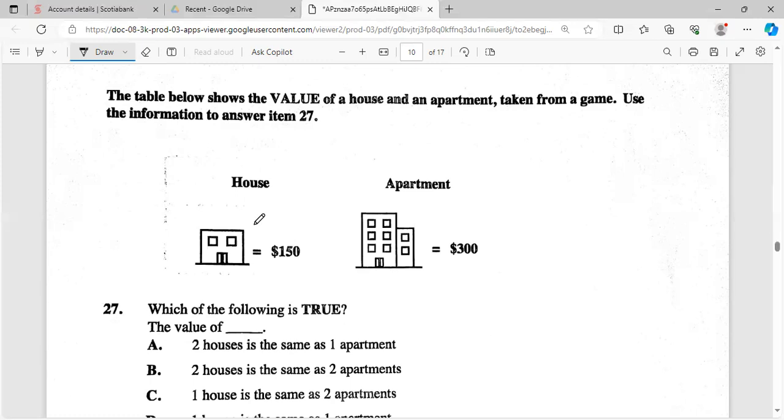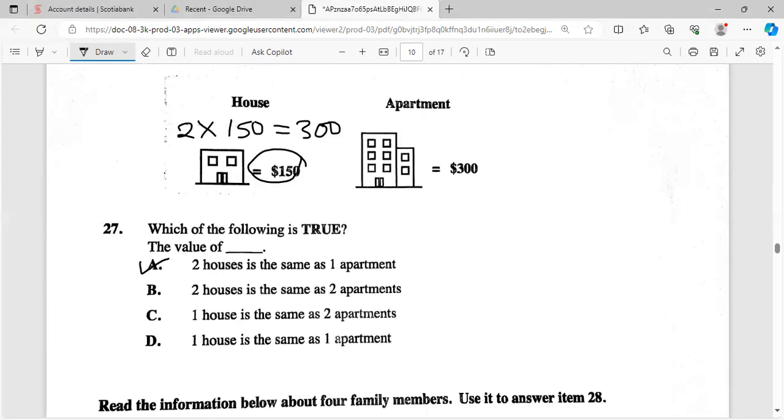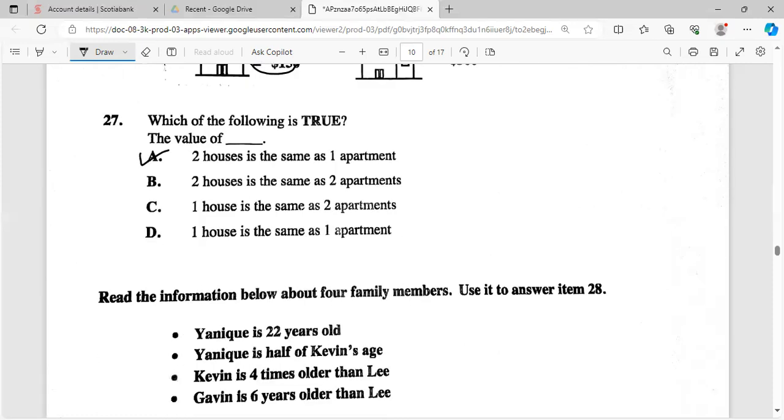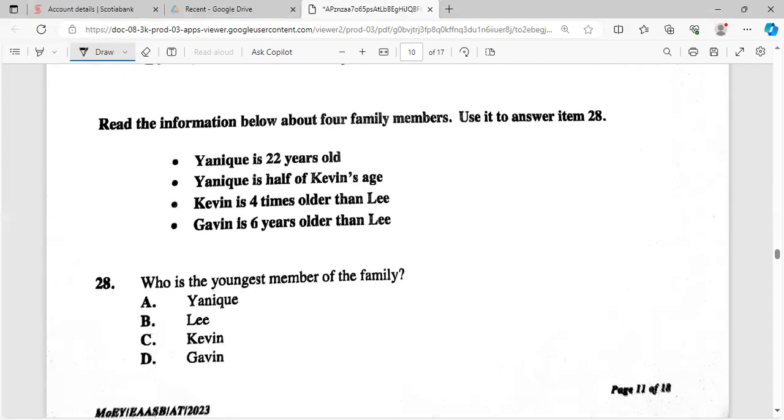So we have 150 for 1. That means for 2, it will be 2 times 150, which works out to 300. And 1 apartment is 300. So we need not go any further, but we still can read the others just to see what it is. It says 2 houses is the same as 2 apartments. That is not true. 2 houses is 300, 2 apartments will be 600. 1 house is the same as 2 apartments. No. This will be 600 and this will be 150. And 1 here. So look at what this says. Even though we're quite sure, 1 house is the same as an apartment? No way, no way.